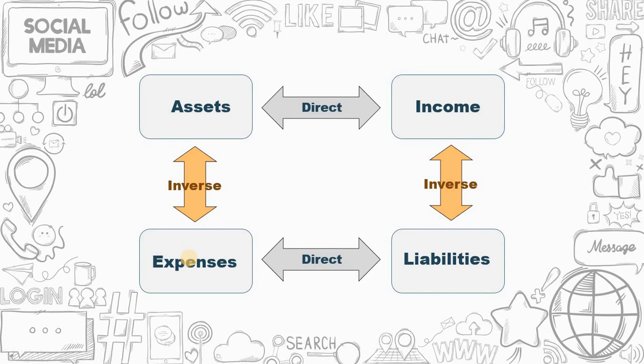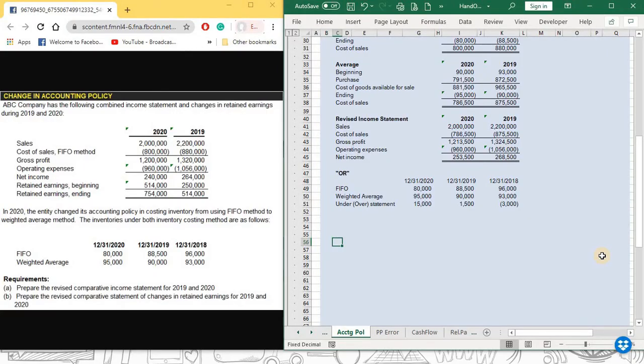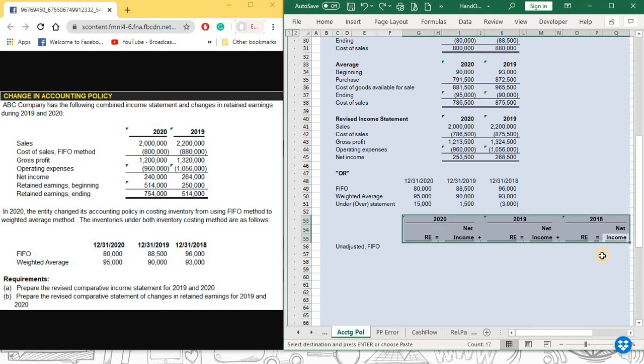Now let us apply these concepts in the analysis of the overstatement and understatement of the ending inventory on the net income of the entity. So our analysis will start with the unadjusted balance, which is computed based on the old accounting policy. This will be for the retained earnings and net income for the years 2020 and 2019. I've added another column for 2018 so that our analysis of the effects of the prior period error will be complete. So let us start with the ending balances of the retained earnings in these years.